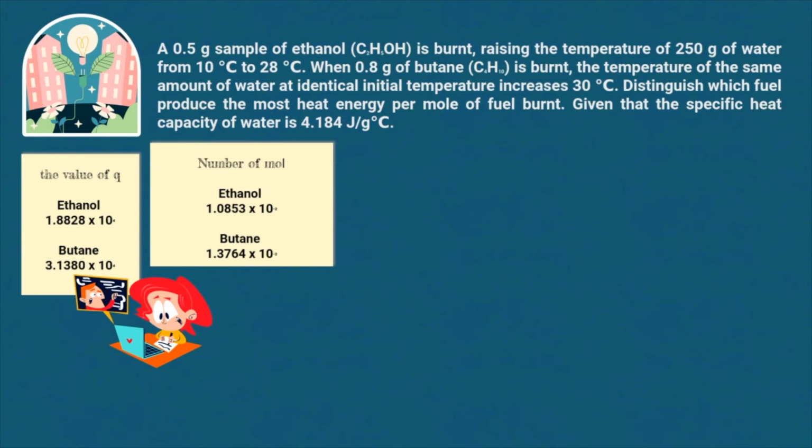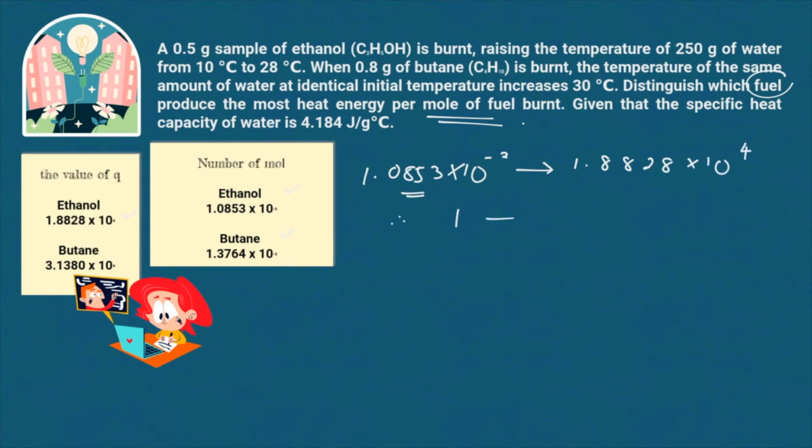Alright, so you need to look at the question here. The question asks you to identify which of the fuel produce most heat energy per mole. So what you need to do is calculate one by one for ethanol and also for butane. For ethanol, for instance, it is 1.0853 times 10 to the power of negative 2 mole. For this amount of mole, the value of Q is equivalent to 1.8828 times 10 to the power of 4.